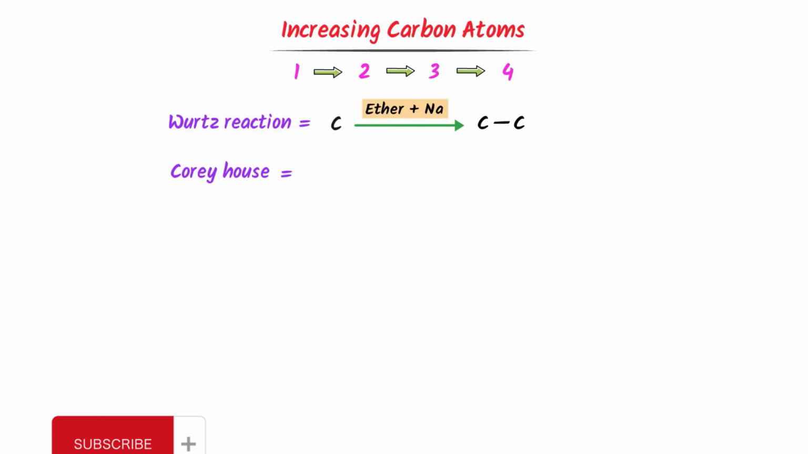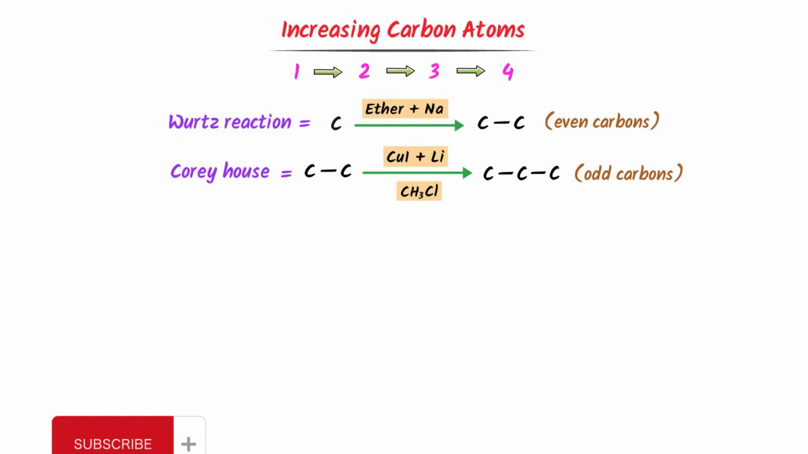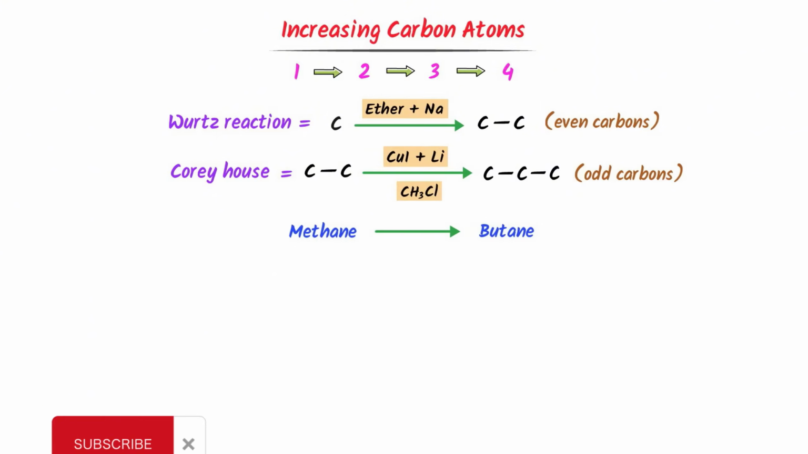In Corey-House reaction, we convert 2 carbons to 3 carbons. Remember that we always add copper iodide, lithium and methyl chloride in it. In other words, we use Wurtz reaction to get even carbon numbers, while we use Corey-House reaction to get odd number of carbons. For example, convert methane to butane.